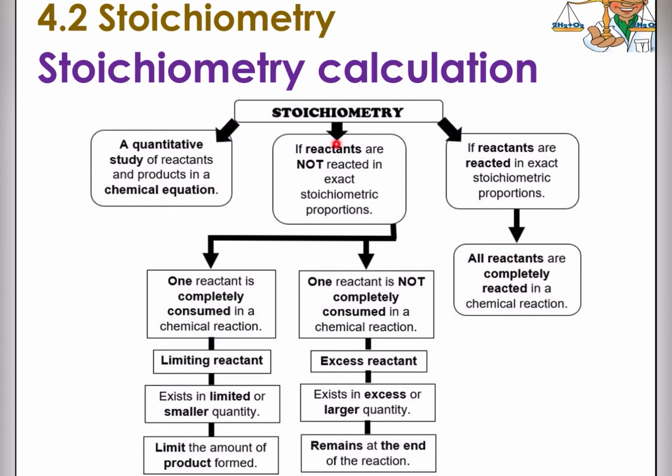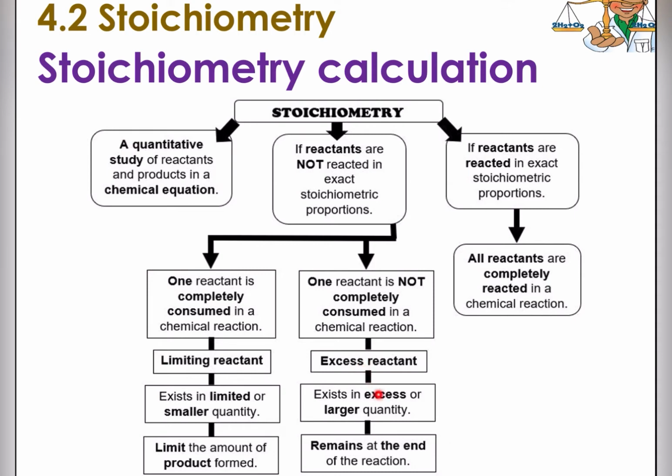Tapi another one more condition, if the reactants are not reacted in exact stoichiometric proportions, so apa yang terjadi, kita akan ada dua keadaan. Keadaan yang pertama, one reactant is completely consumed in the chemical reaction dan another one more reactant is not completely consumed. So maknanya kita ada reactant A dan B. For example, one of them is going to be limiting reactant di mana dia completely consumed sebab dia punya amount limited. Tapi another one more is not completely consumed, kita panggil sebagai excess reactant dan dia dalam amount yang besar.